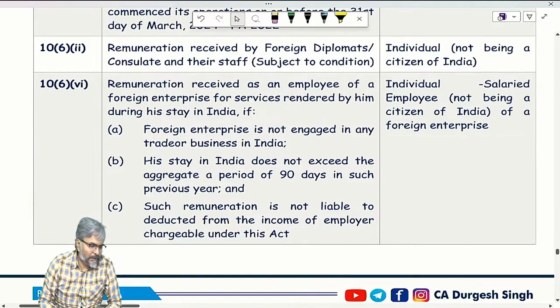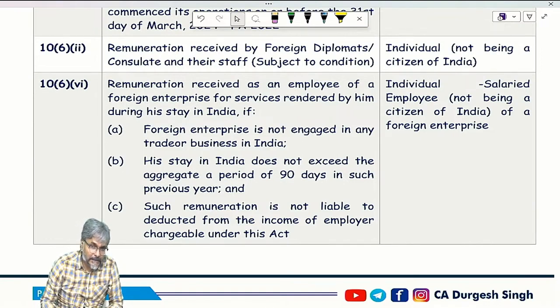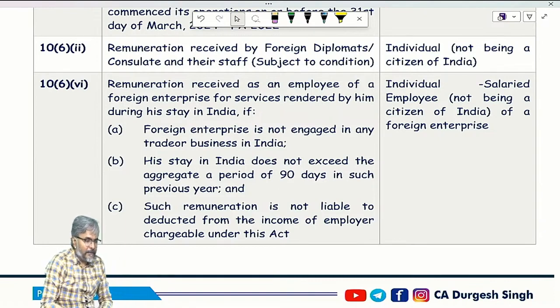Right now only focus on the two conditions, which are A and B. First of all, this exemption is applicable to whom? An individual who is a salaried employee, not being a citizen of India. Be careful on that. Of a foreign enterprise. So even that needs to be highlighted: not being a citizen of India, of a foreign enterprise.